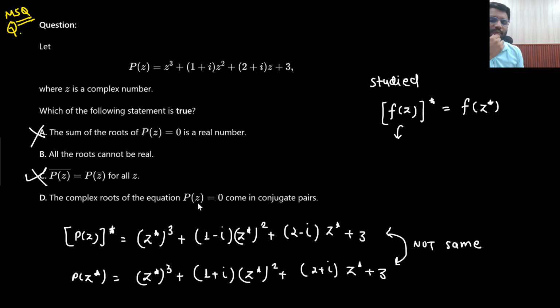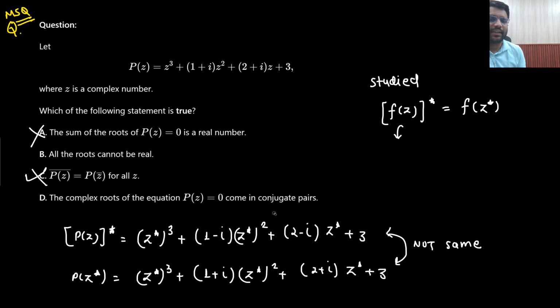Sir, option D: the complex roots of p(z) = 0 will come in conjugate pairs. What do they mean? That if one of the roots is alpha plus iota beta, then the next root would be alpha minus iota beta for sure. This is what they are saying. And this I have already studied, sir.